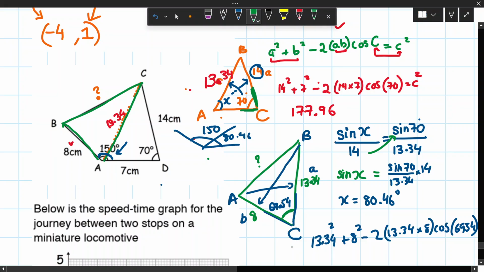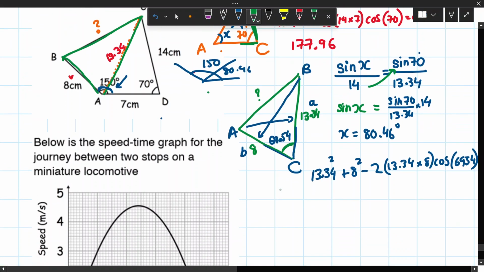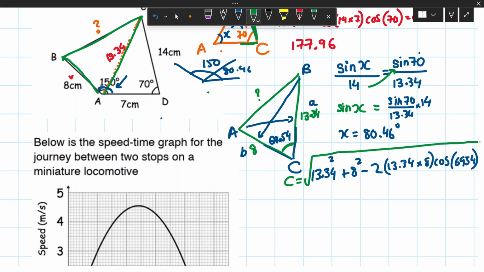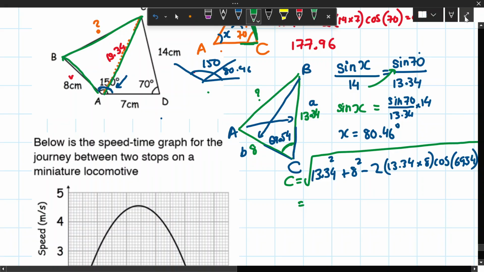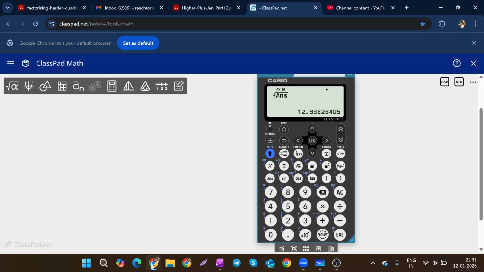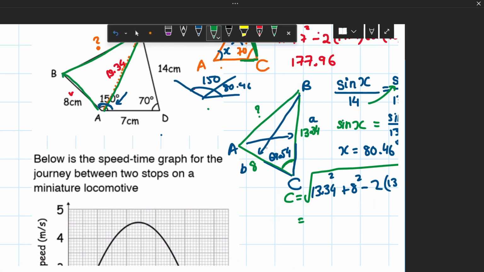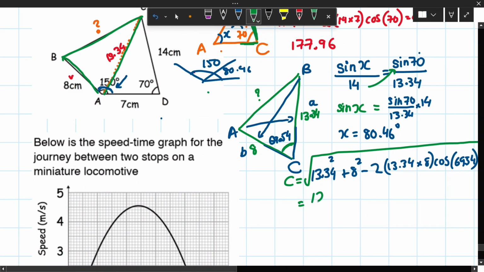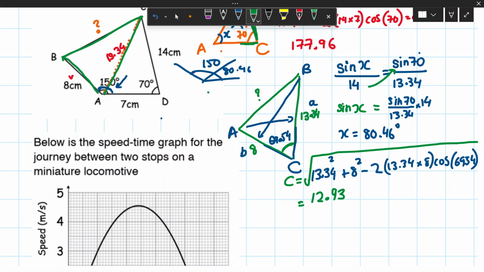So the unknown side, maybe I could write this as a single line. Once you've done this, to get your final answer, just do this: square root of all of this. That gives you, oh my bad, what was that number again? 12.93. Okay, so the answer that we're looking for is 12.93. If you want to do that to 3 significant figures, that'll be 12.9 centimeters.